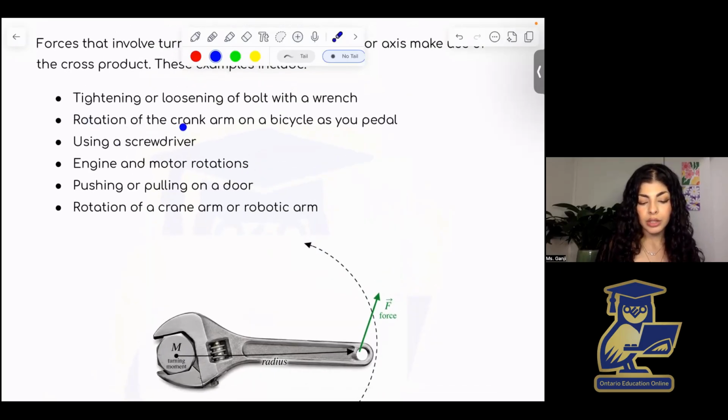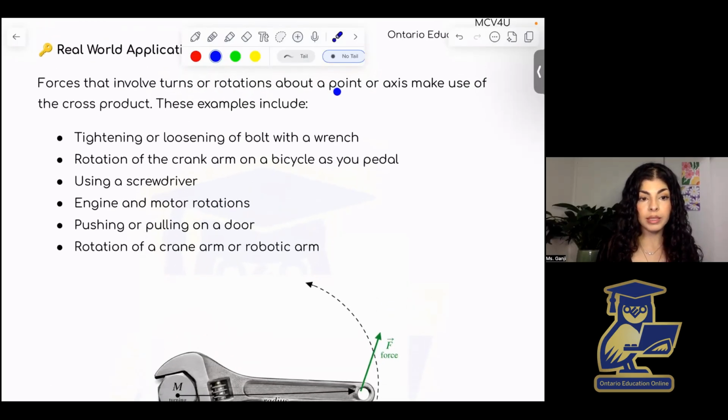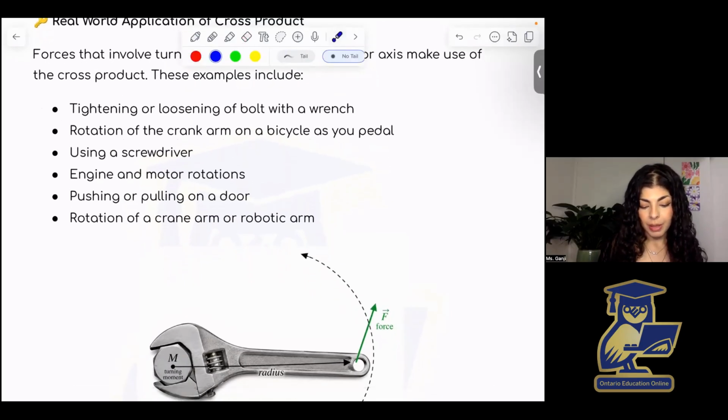You can also think of rotation of the crank arm on a bicycle as you pedal. You can think of using a screwdriver where you're rotating about a certain screw as well. Engines and motor rotations often have turns and rotations about a point. Pushing or pulling on a door is also an example, think of the hinges of a door where that's the point at which you are doing the turn. And another example could be rotation of a crane arm or robotic arm, where again, you have the point which is attached to the machine, and then you are rotating about that point.